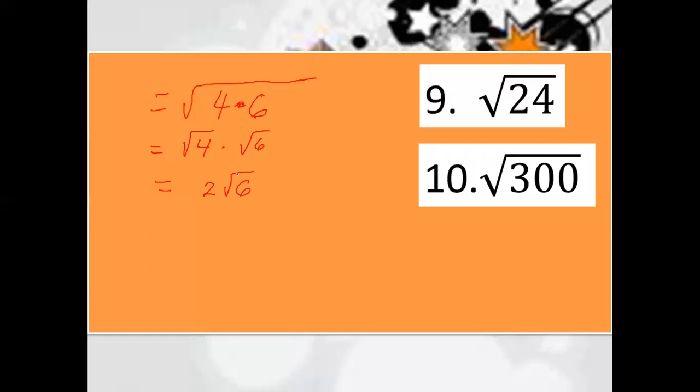How about square root of 300? So square root of 300 is now equal to, okay, we have square root of 300. We have to consider factors of 300. What is the highest perfect square number factor of 300? That is 100 times 3. So we have now square root of 100 times square root of 3. It will now give us an answer which is equal to 10 square root of 3. Therefore, square root of 300 is equal to 10 square root of 3.